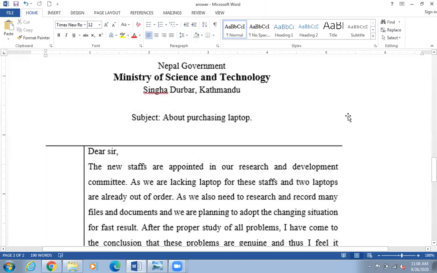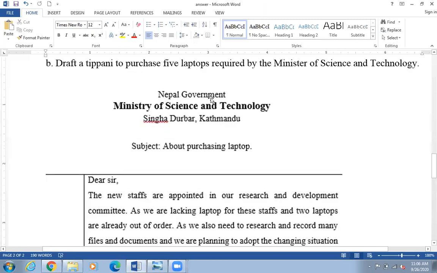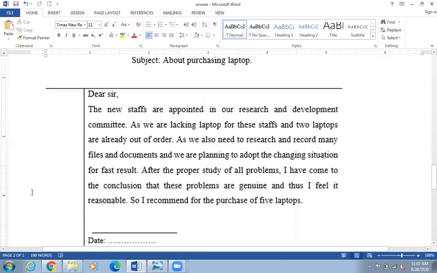So what you need to do: write Nepal Government, Ministry of Science and Technology, Singha Durbar, Kathmandu. Then after 2 lines, write the subject: about purchasing laptop. After 1 or 2 lines, draw the line, and draw the line on this side also. You can pause the video and do these things.